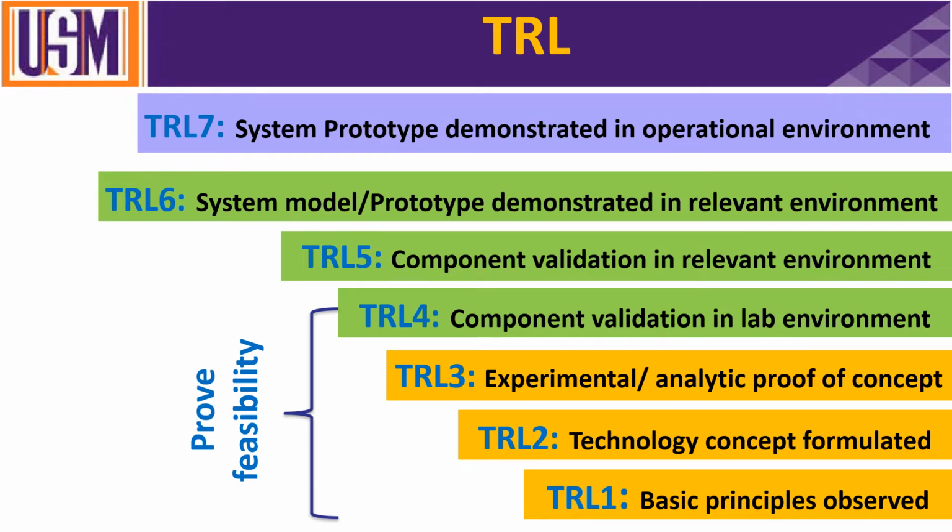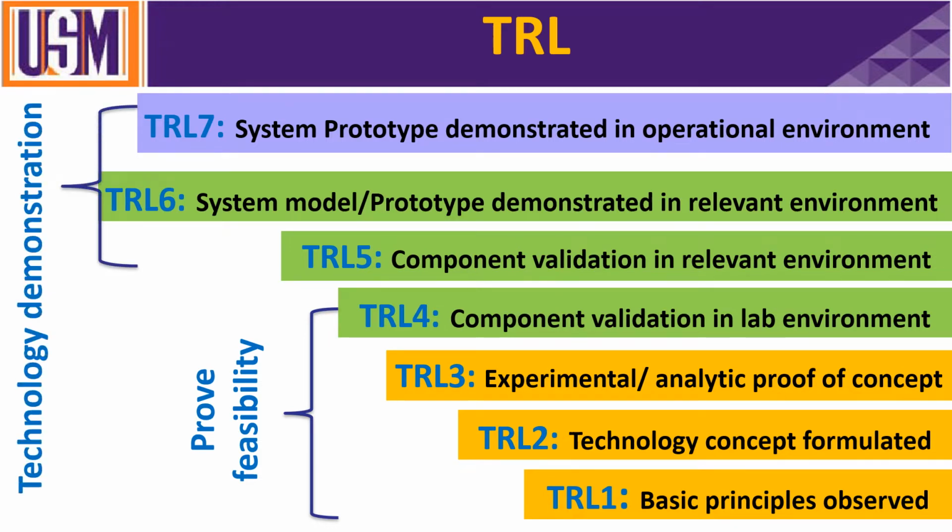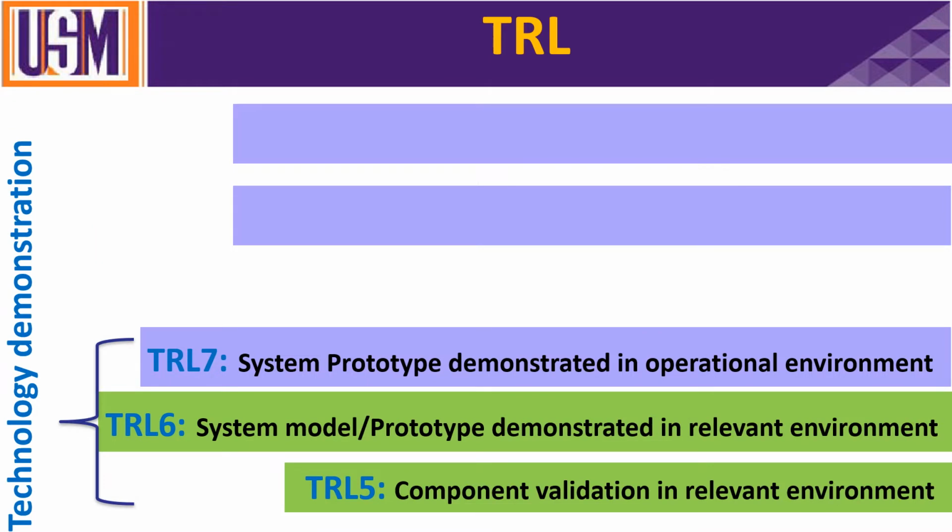So a relevant environment is not controlled, but it is closer to the actual one. The operational environment is the actual practice, meaning you take this to the industry, you take it to the rural areas, you take it to the environment that it is supposed to work in actually. So no control of the environment whatsoever. So TRL 5 to TRL 7, these stages are known as technology demonstration. So you demonstrate that this technology is operational. Then we have finished until TRL 7, which is technology demonstration.